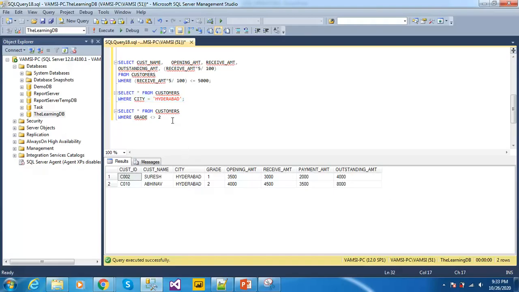Now let us see how not equal to works in SQL Server. I have selected the table customers and I have given the where condition where the grade is not equal to 2. It means the rows where the grade is not equal to 2, and the rest of the grade values will be your output. Let us execute this query. I have received a total of 4 rows from the table customers where the grade is not equal to 2.